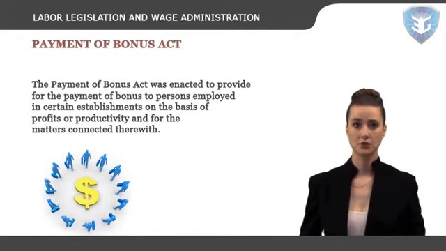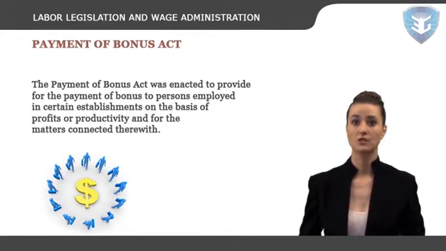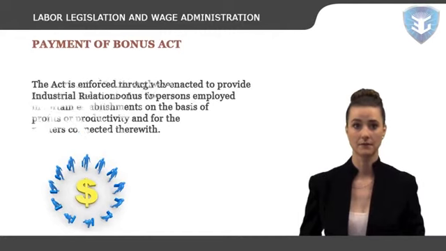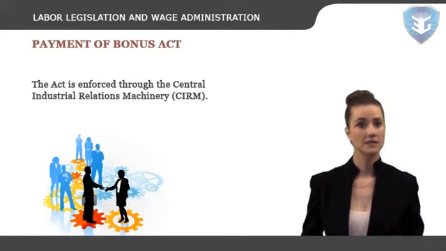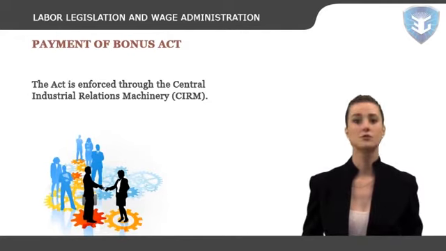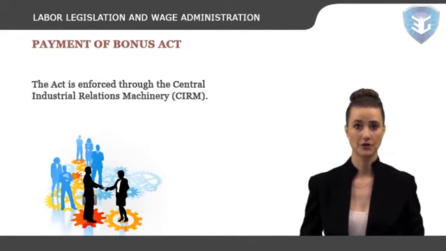The Act applies to every factory as defined under the Factories Act and every other establishment in which 20 or more persons are employed on any day during an accounting year. The Act is enforced through the Central Industrial Relations Machinery, CIRM. CIRM is an attached office of the Ministry of Labor and is also known as the Chief Labor Commissioner, Central, CLCC. Organization. It is headed by the Chief Labor Commissioner, Central.